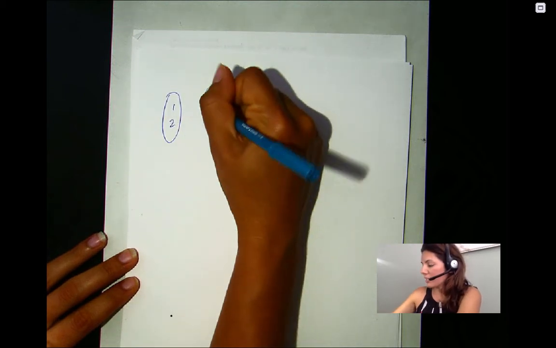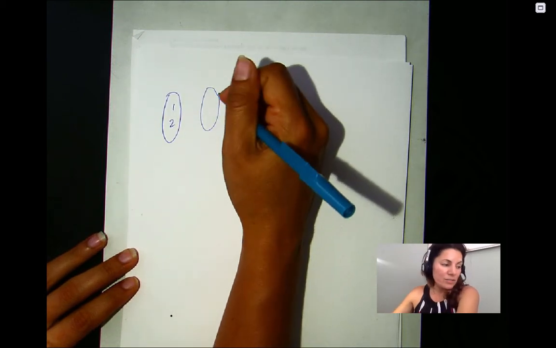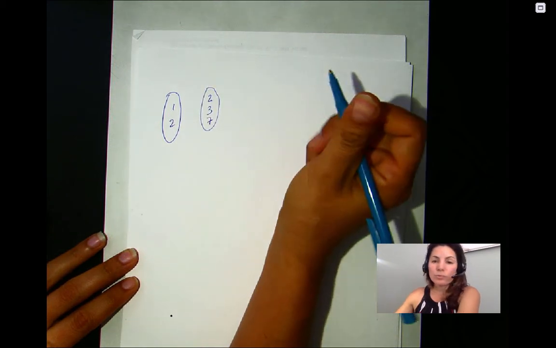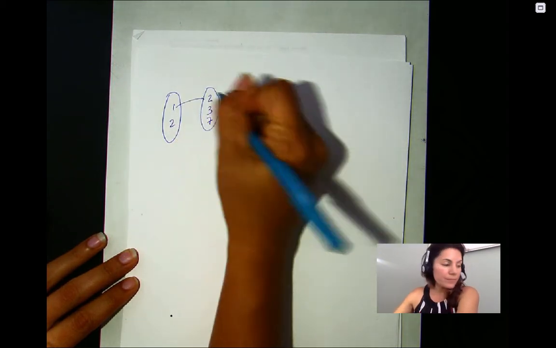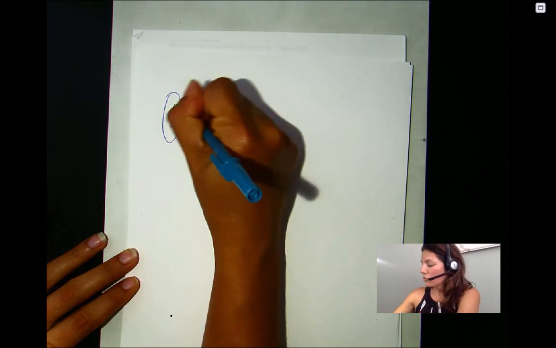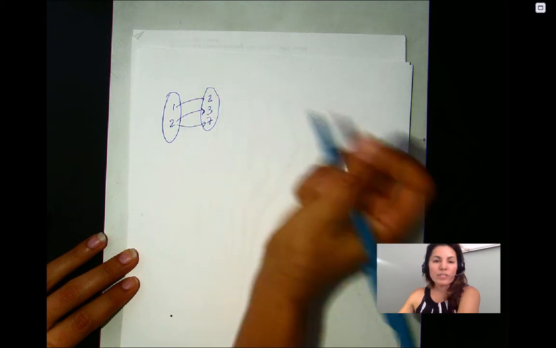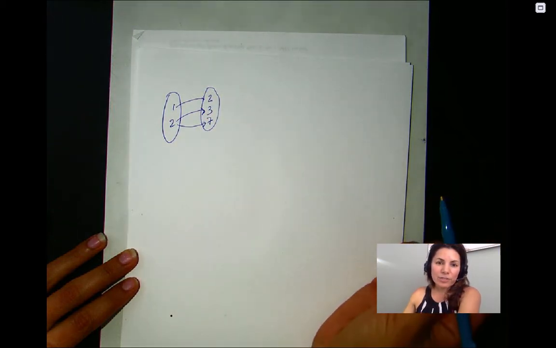So if I had 1 and 2 in here and something in the range, say 2, 3, and 7, the rule will be 1 goes to 2, 2 goes to 3, and say 2 also goes to 7. So the question is, is this a function or not?